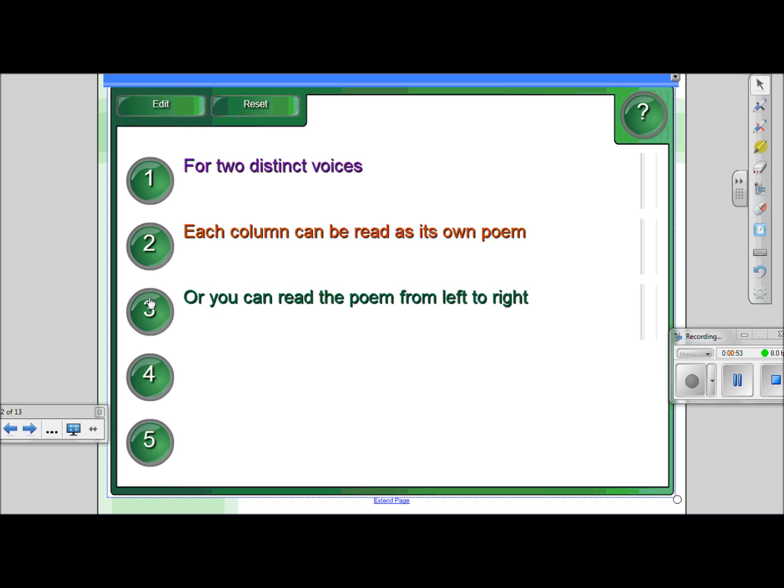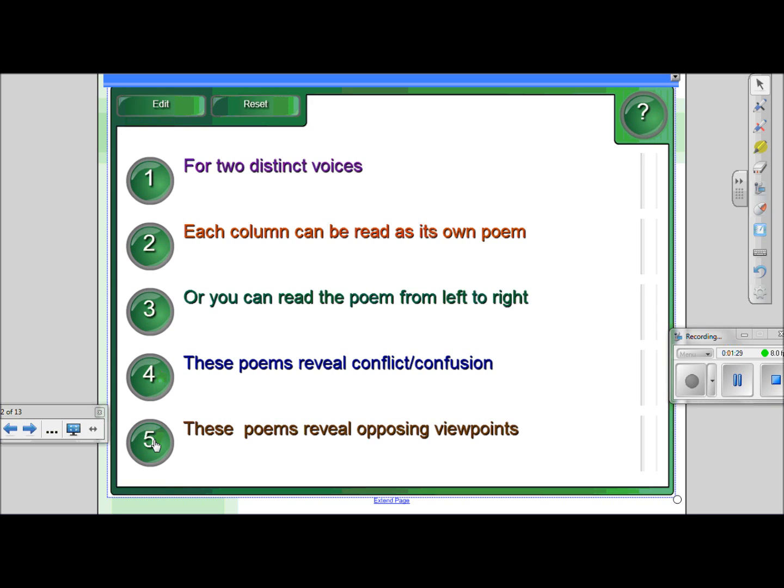So you would read the first line in column 1, and then move to column 2 to read the first line there, and you work your way through the poem that way. These poems reveal conflict or confusion, and that's why this genre is very interesting, this way of writing a poem, because it is very easy to build that conflict or that confusion. These poems reveal opposing viewpoints.